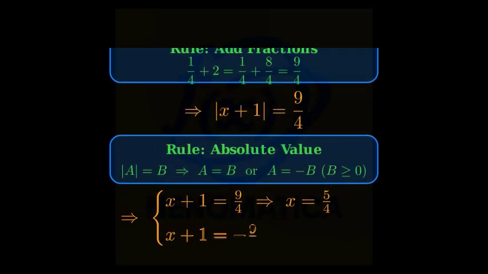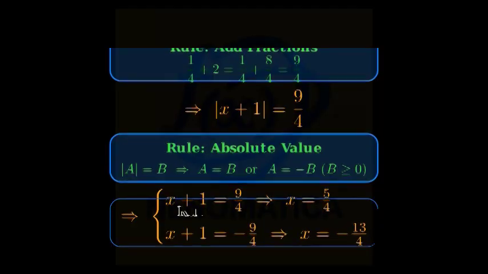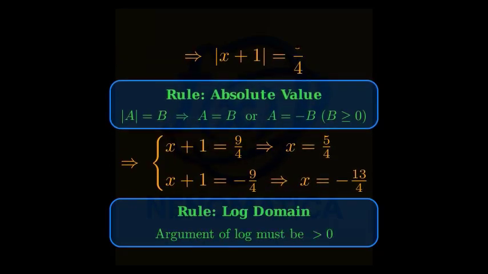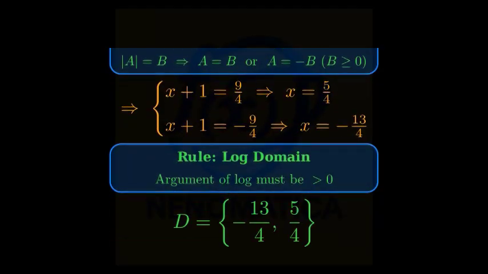x plus 1 equals 9/4 leads to x equals 5/4, and x plus 1 equals negative 9/4 leads to x equals negative 13/4. Finally, check the domain of the original logarithm. The inside must be positive. Both values make the inside 1/4, which is positive, so the solution set is negative 13/4 and 5/4.